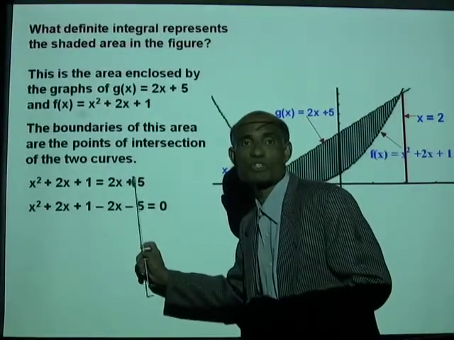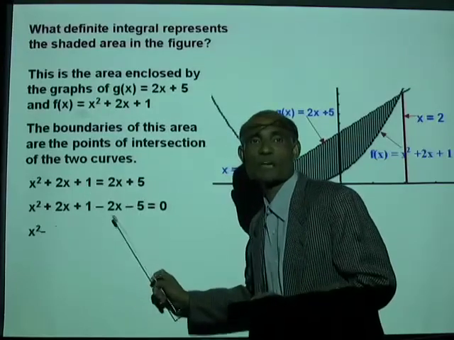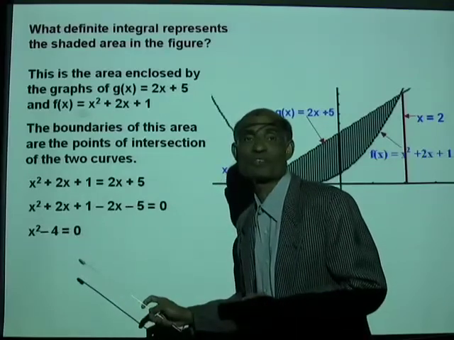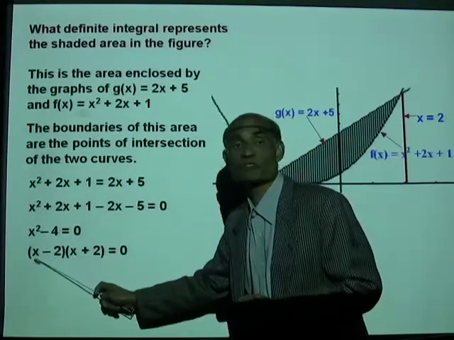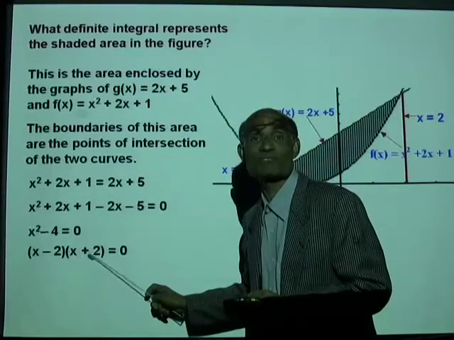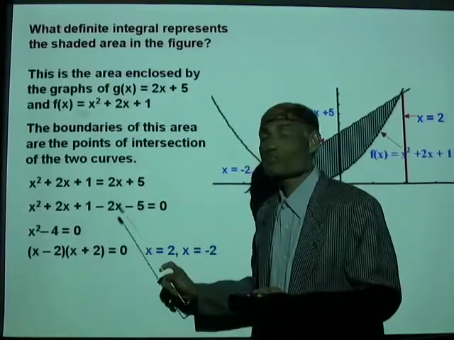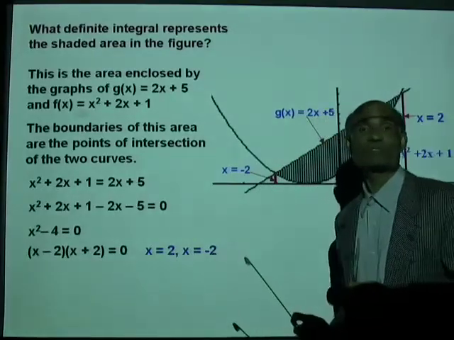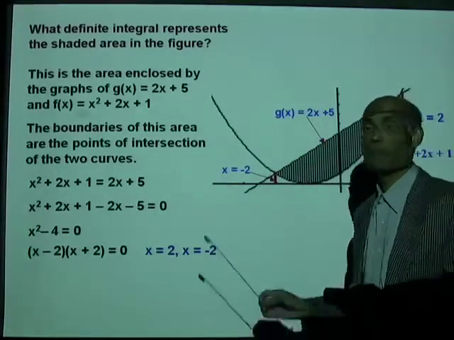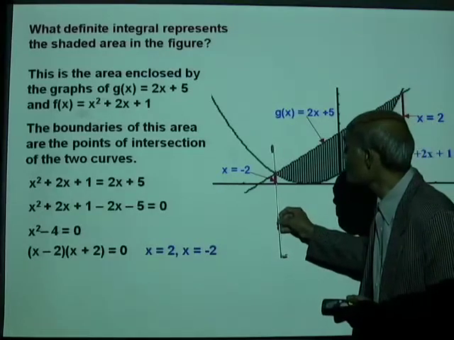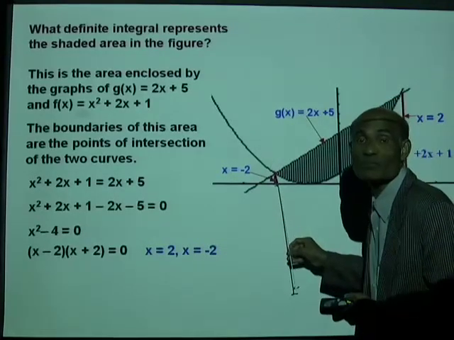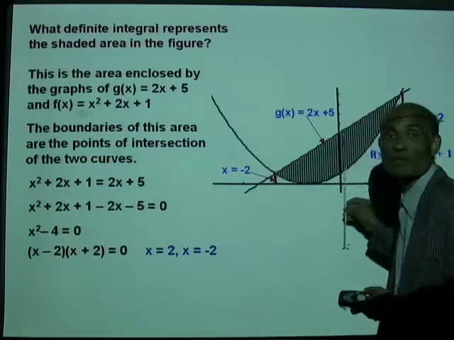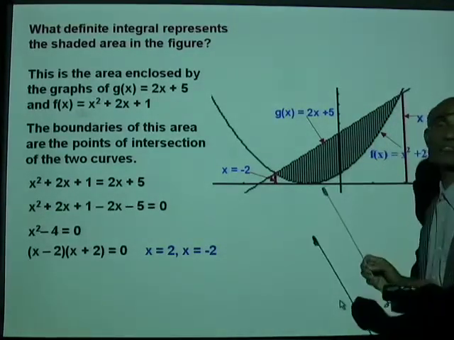I just moved these terms to the left. And now, combine terms. That gives you x squared minus 4 equal to 0, which is x minus 2 times x plus 2 equal to 0. Gives you x equal to 2 is one value, and x equal to -2 is the other value. That means one point where they intersect is x equal to -2, and the other is x equal to 2.